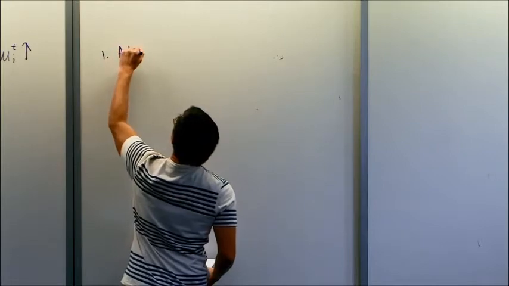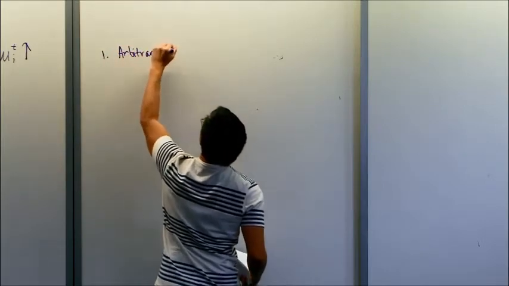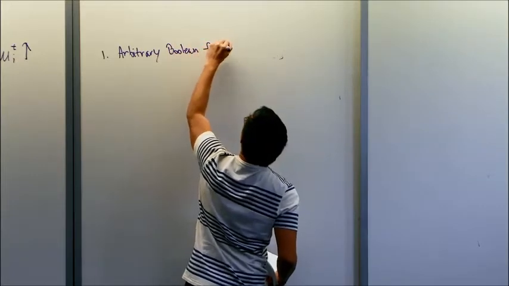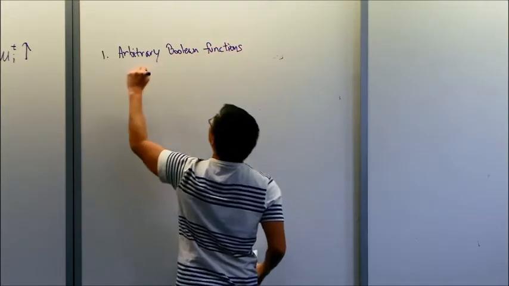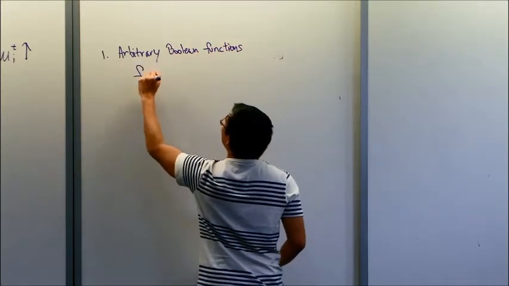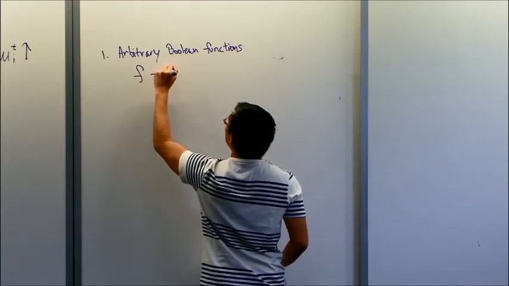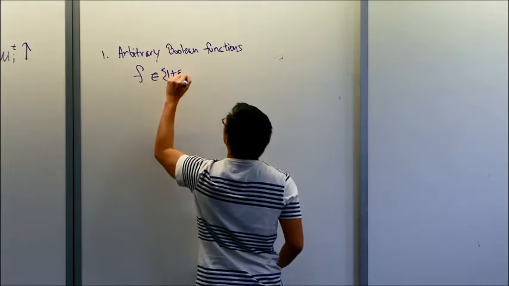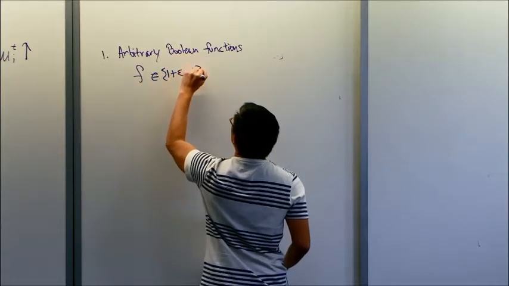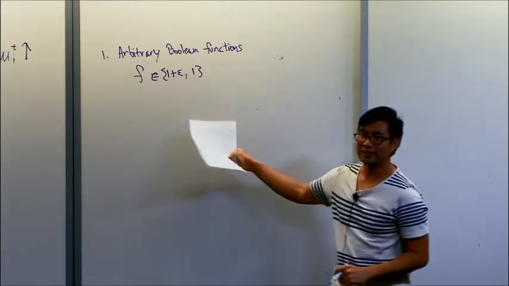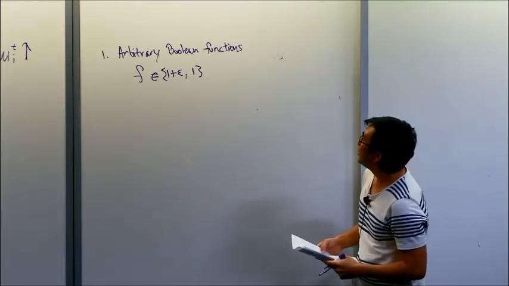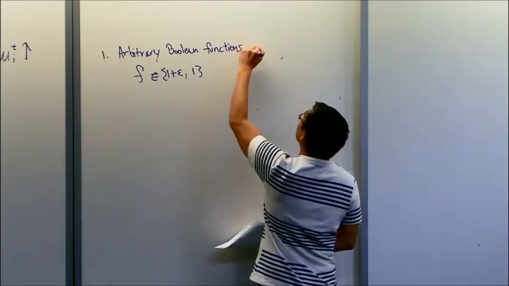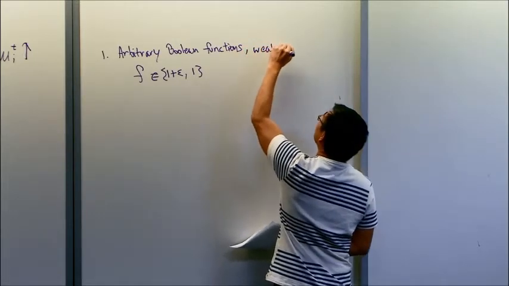Okay, so now we're going to consider arbitrary Boolean functions, and we'll call them f instead. And instead of being 0, 1 valued, we'll let f take 2 values, just 1 plus epsilon or 1. So this is because we want to consider weak selection.